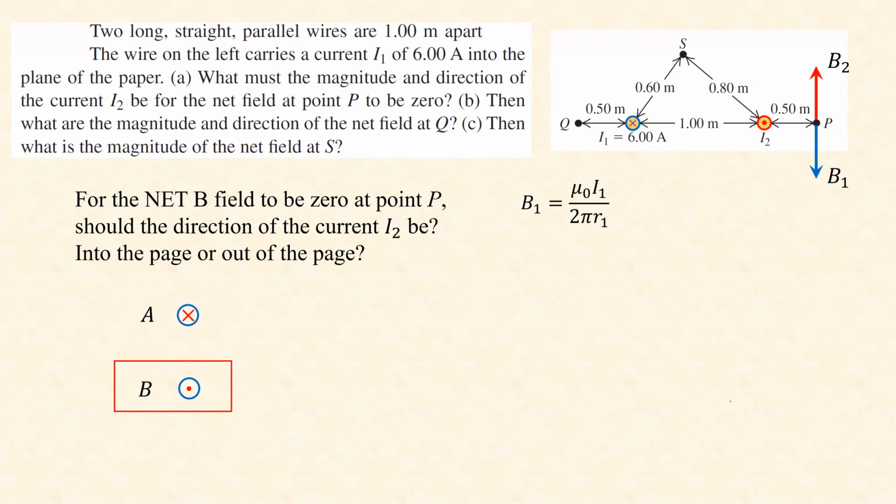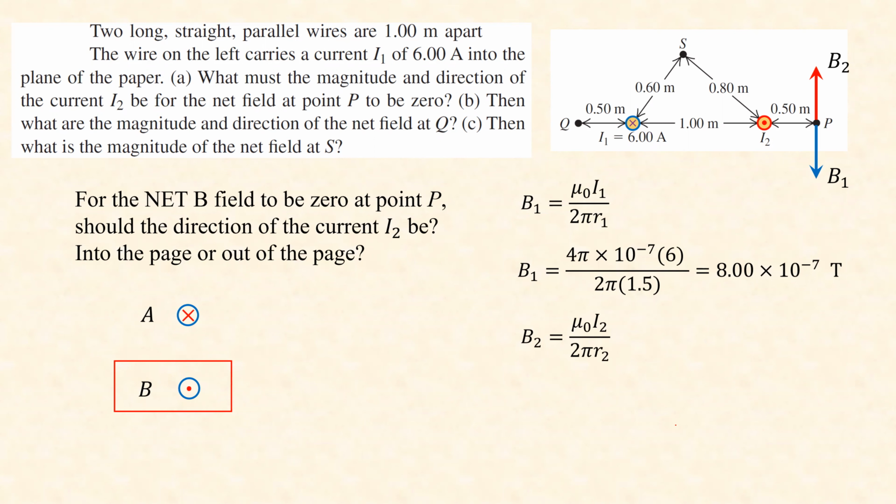So we say B1 is mu naught I1 over 2 pi R1. All right, R1 is this distance from current 1. This one is R2, the distance from the wire 2. So B1 is 4 pi times 10 to the negative 7 times current I1, which is 6, divided by 2 pi times R1. You see R1 is 1.5. So 2 pi cancels, you get 12 divided by 1.5 times 10 to the negative 7, so it becomes 8 times 10 to the negative 7 Tesla.